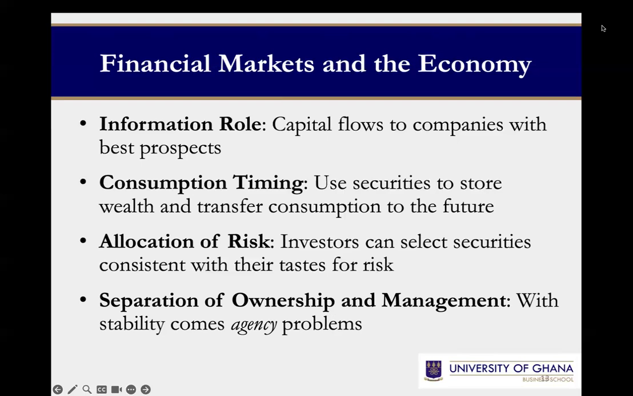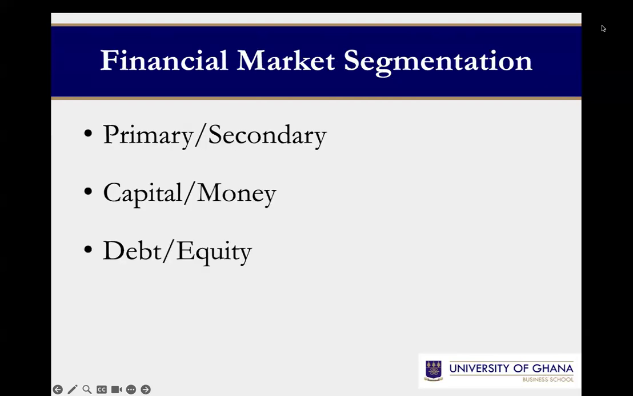But of course, with that also comes agency problems, which means that you could find management not always being aligned with the interest of shareholders and therefore working at variance to such interests, giving rise to agency problems, which are typically sought to be dealt with using corporate governance mechanisms.